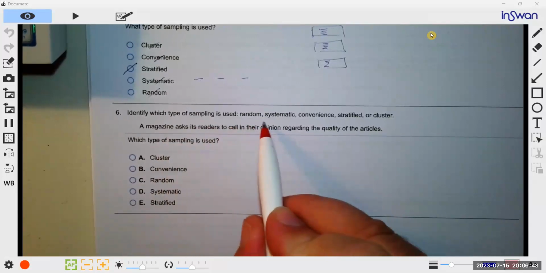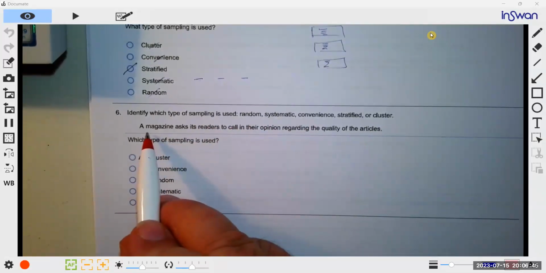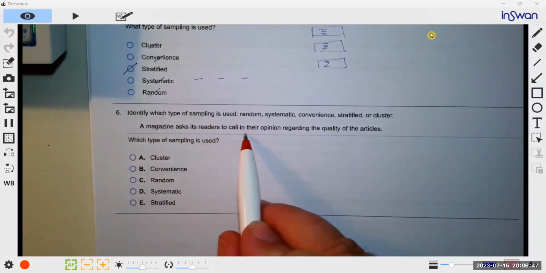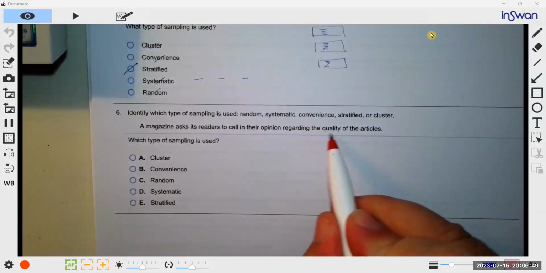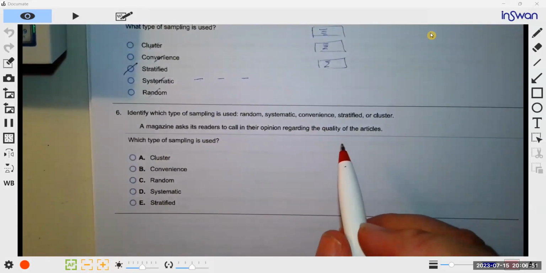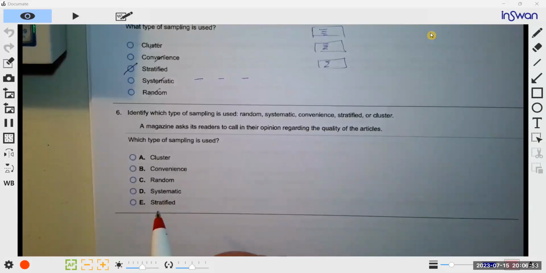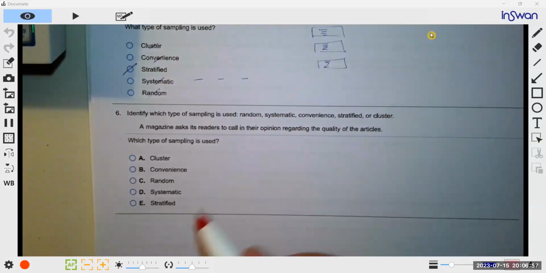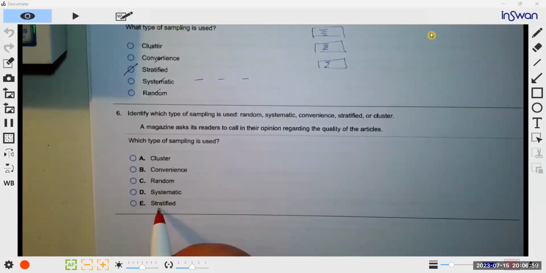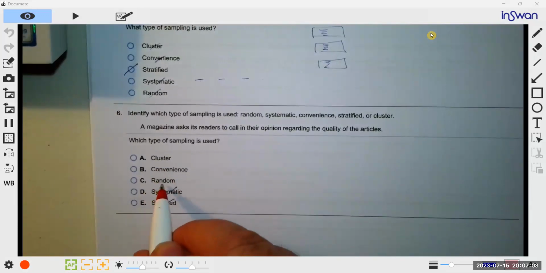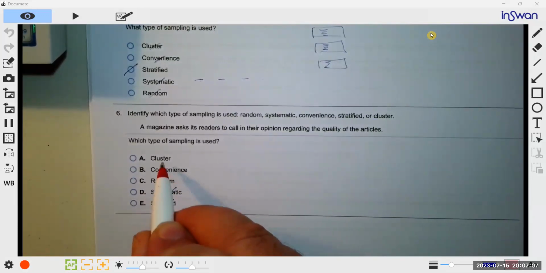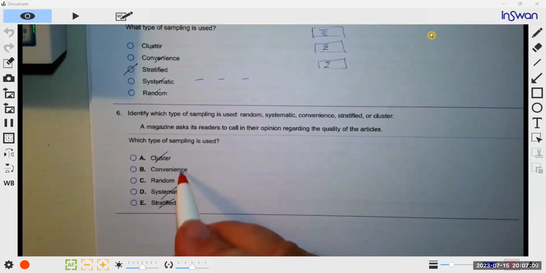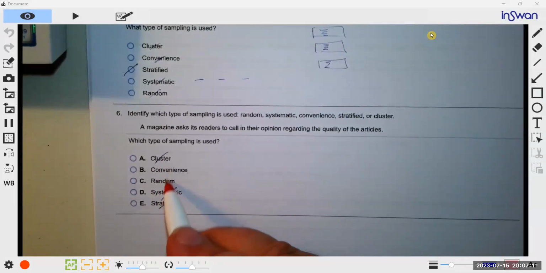Identify which type of sampling is used. A magazine asks its readers to call in their opinion regarding the quality of articles. They just called in. All they did was announce it. It's not stratified. It's not systematic because they have no choice about that. Is it random? It all depends on who answers. Is it convenient? It's definitely not a cluster. So only two logical ones could be here.